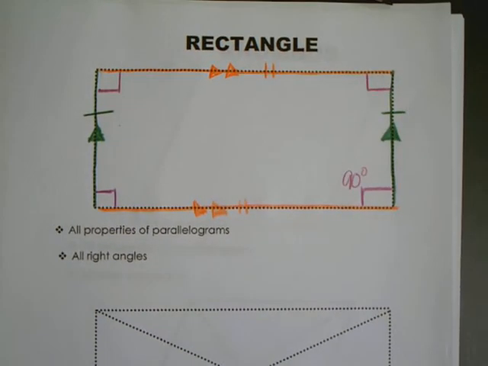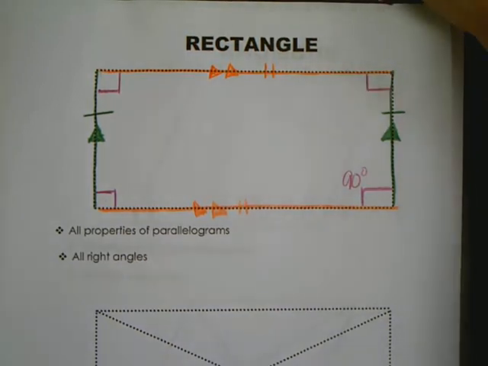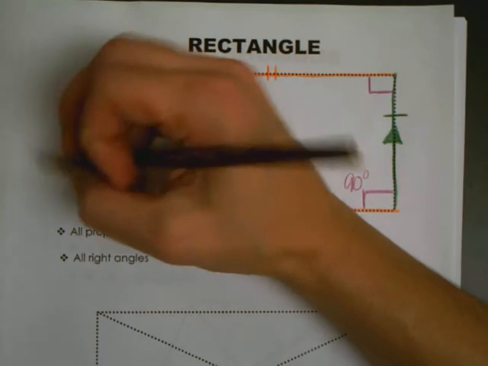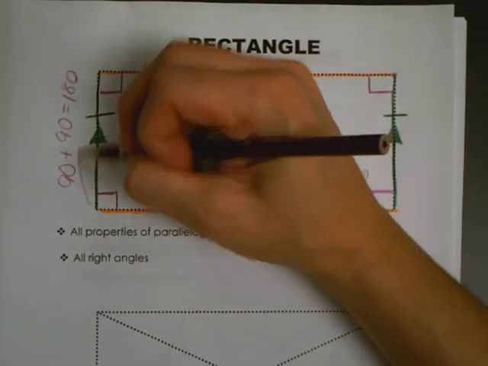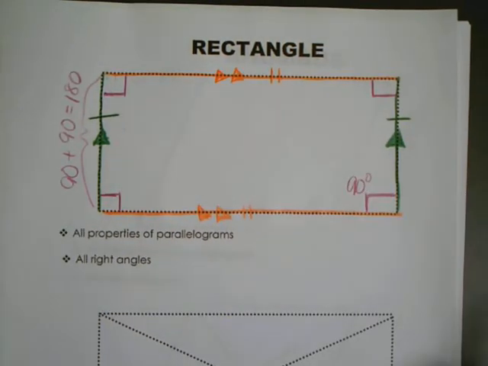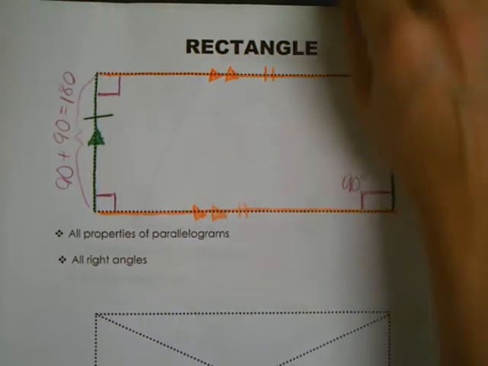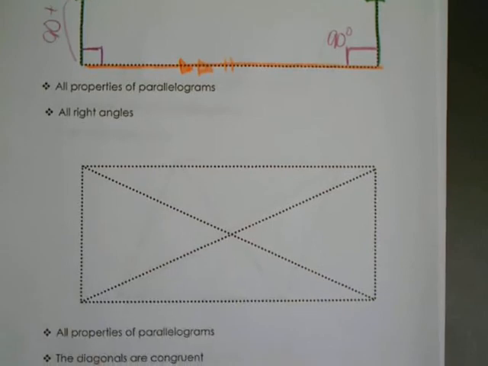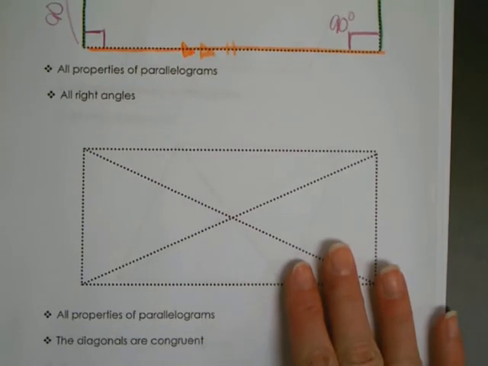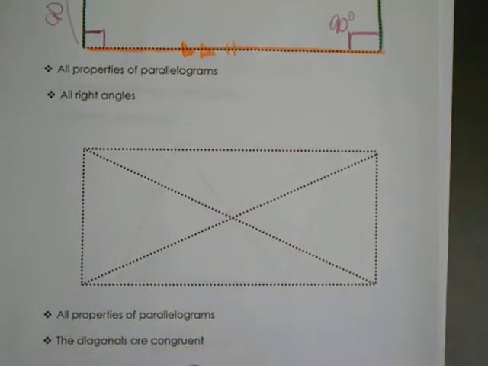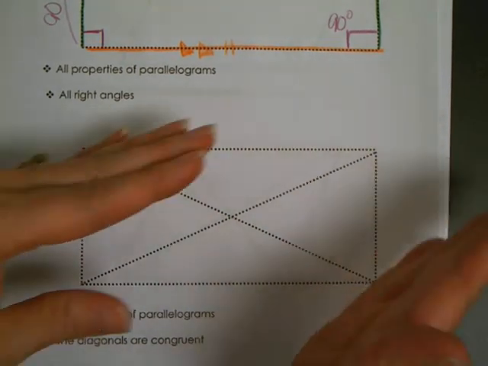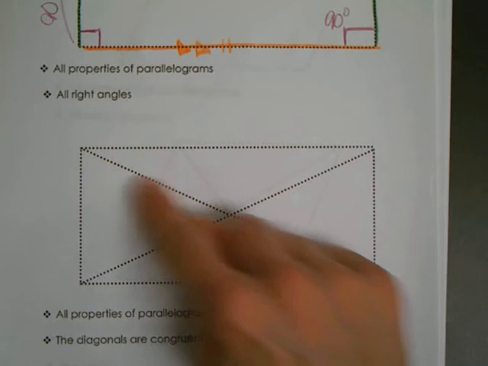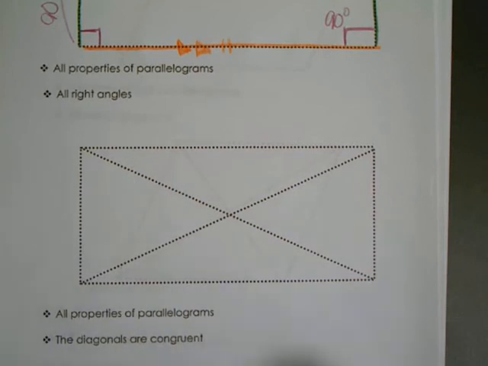Okay? Let's see. Did I leave anything out? Nope, we got it all there. We can go ahead and write, though, here that 90 plus 90 equals 180, so that we can see that's your consecutive interior angle property there. All right, now down at the bottom, here's our rectangle with diagonals. Again, all properties of parallelograms. However, in a rectangle, since it's not slanted like a parallelogram, your diagonals are also congruent. So we've got to make note of that.